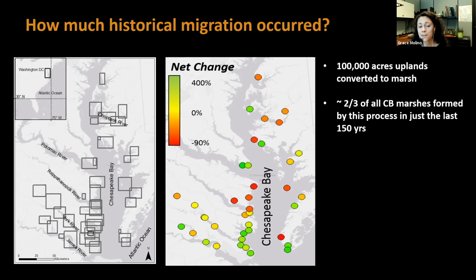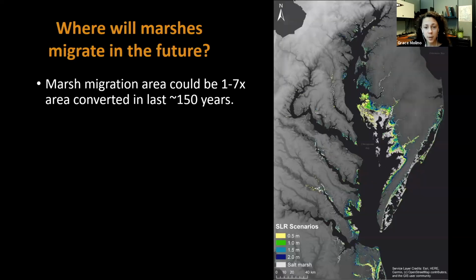So now that we know how fast these coastal forests were forming and where they formed in the past, I'm looking at where they're going to form in the future. So I looked at 4 different sea level rise scenarios and estimated what uplands would convert to salt marsh under each of these sea level rise scenarios. So the light gray is what's currently marsh. The yellow is where ghost forests would be under 0.5 meter of sea level rise, all the way up to the navy blue, which is what would convert under 2 meters of sea level rise.